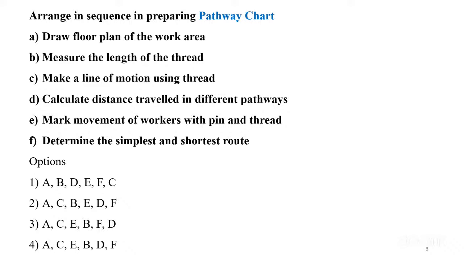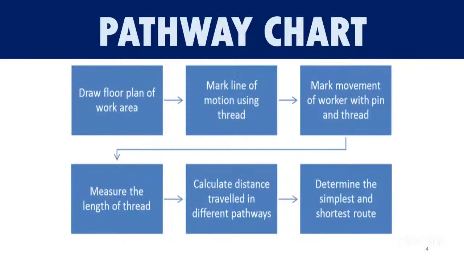Let's see the pathway chart. So this is our pathway chart where we draw a floor plan of a work area, then mark a line of motion using the thread, then mark movement of worker with the pin and thread, measure the length of the thread, then we'll calculate the travel distance in between the pathways, and at the end we'll determine the simplest and shortest route. This is the right sequence, easy one.